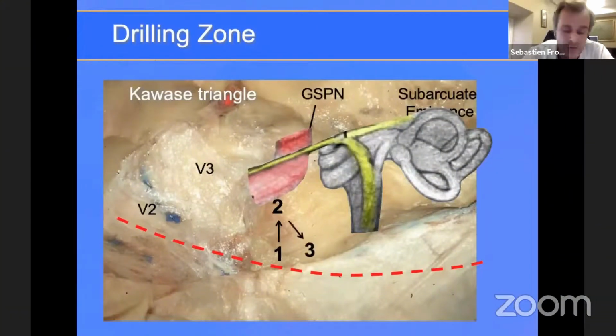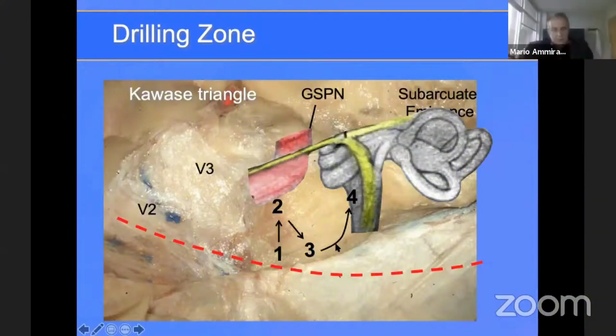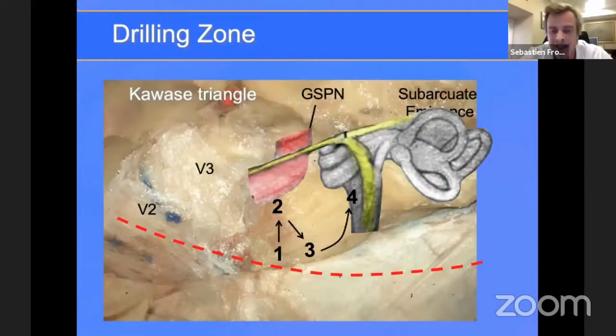Then I move back to the cortical bone of the posterior fossa, and then I move forward towards the internal auditory canal. It's very important to understand that between 3 and 4, there is not an acute angle. It's a very smooth transition between the posterior surface of the petrous apex and the anterior surface of the internal auditory canal.